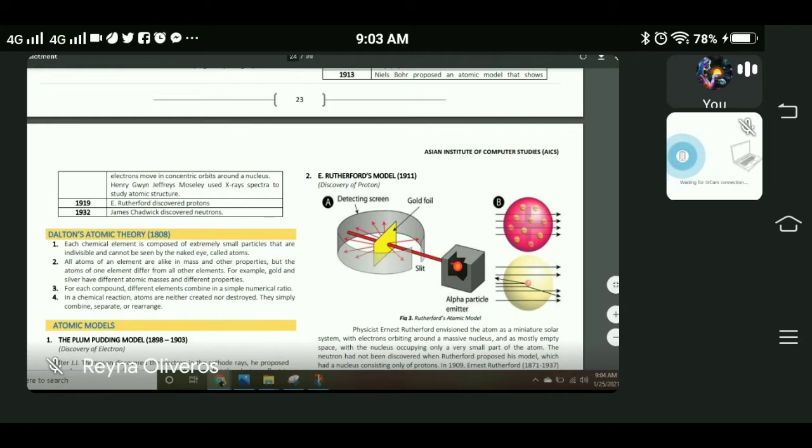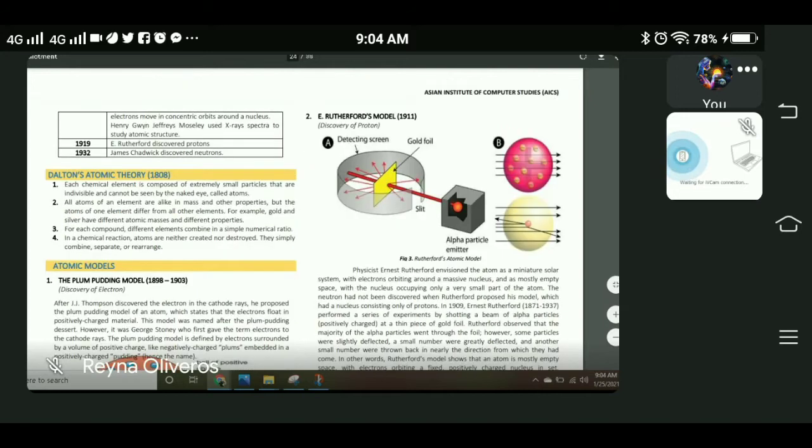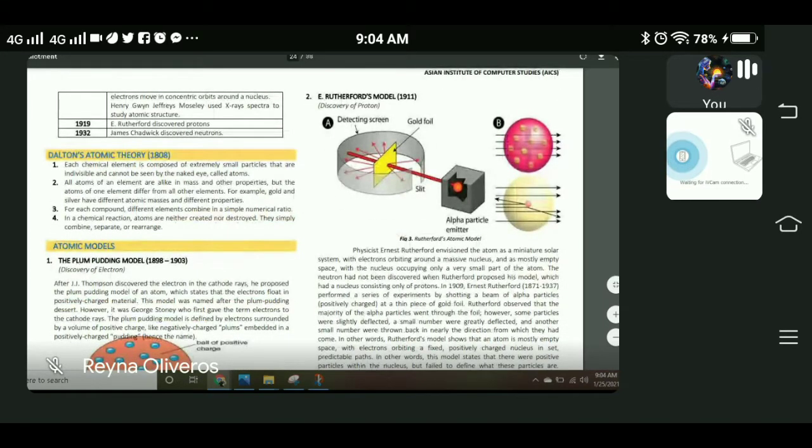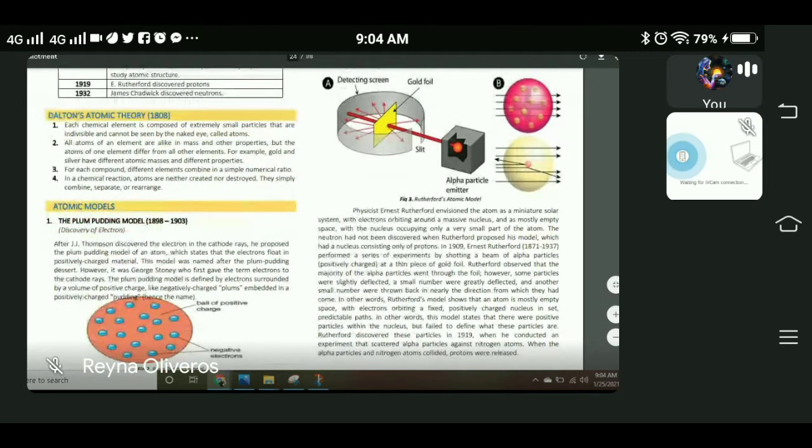And another one is in a chemical reaction, atoms are neither created nor destroyed, and they simply combine, separate, and rearrange. So, from Dalton's atomic model, here are the other atomic models na meron tayo. Number one nito is the plum pudding model of the atom. Okay? So, this is the time when the electron was discovered. It was in the year 1898 to 1903.